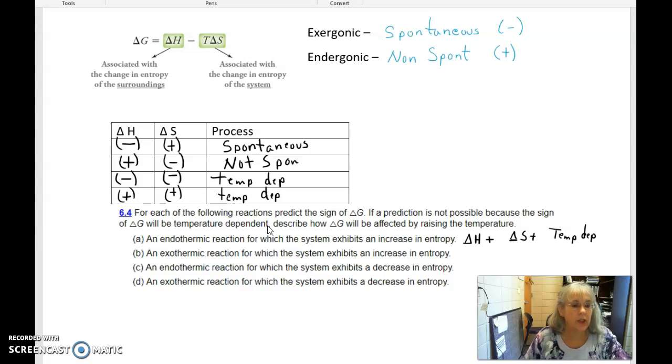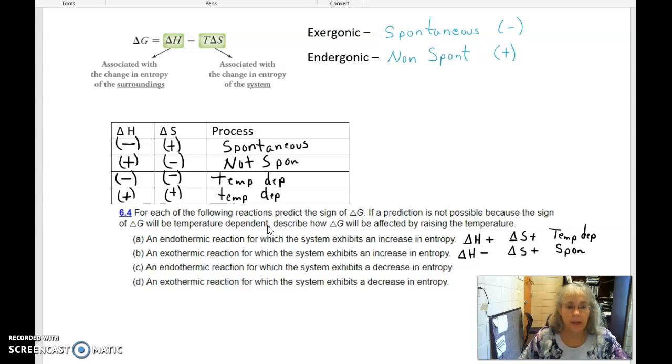An exothermic reaction, let's do the next one. So the delta H here is negative, and for which the system exhibits an increase in entropy. So the delta S is positive. So both of these terms, this term will be negative, and this term will also be negative. So here we have a spontaneous reaction.